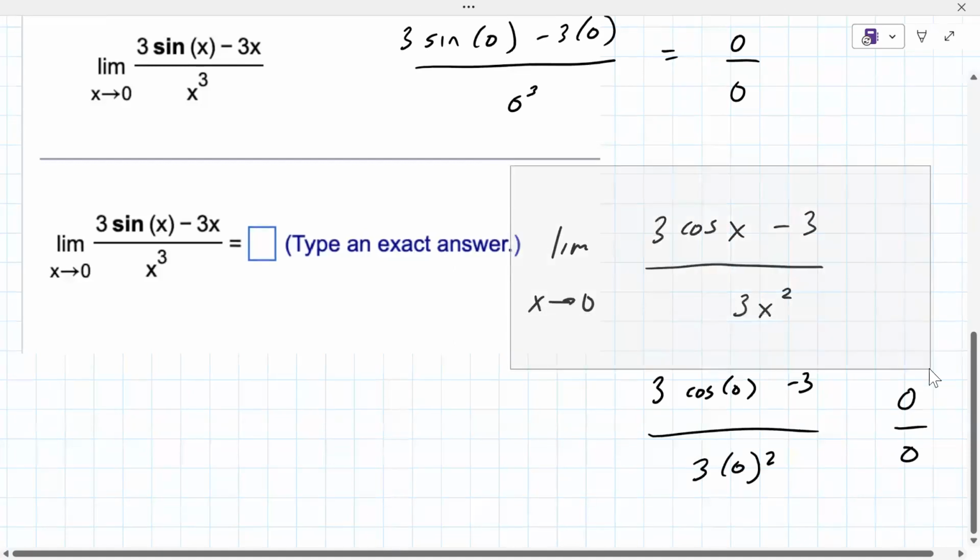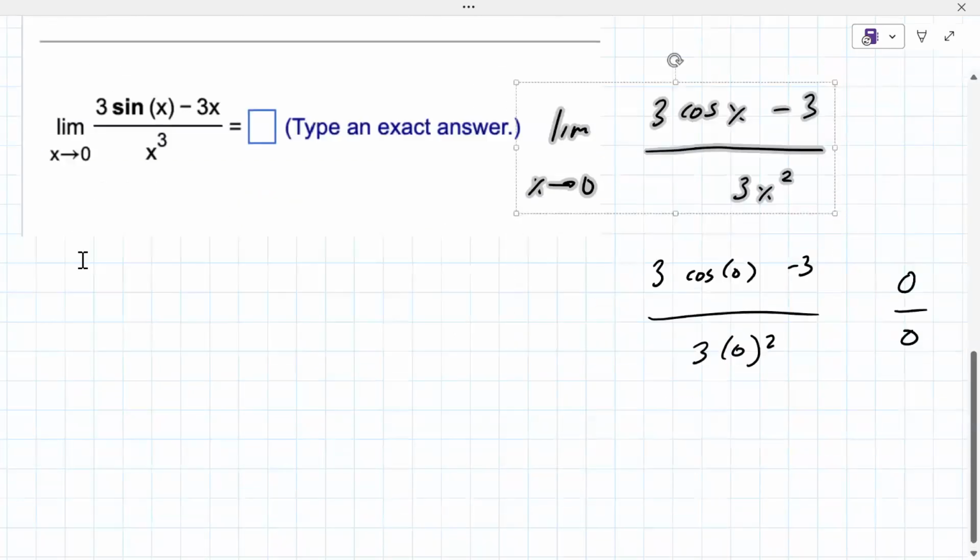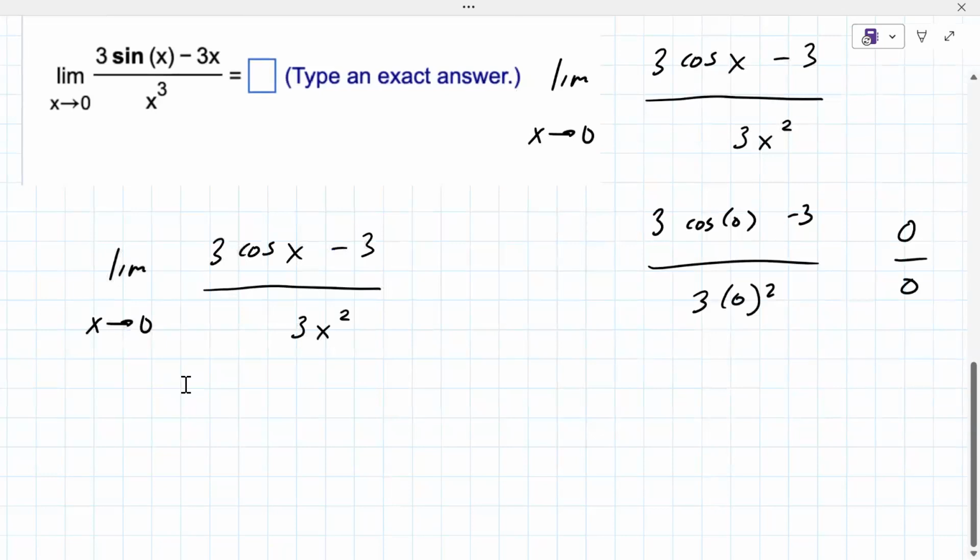So in this indeterminate form, you have to go again. Let me write this here. You just keep taking derivatives. So the derivative of the top, 3 cosine x, derivative of cosine is minus sine, so minus 3 sine x over 6x. And so you try 0 again.